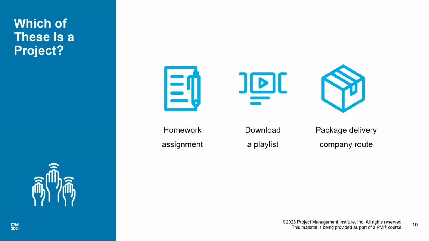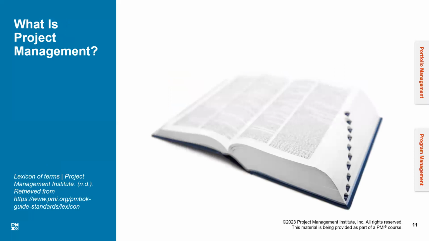Yes, homework assignment, well, it's part of a project, but not a full project. Because every project has a start and end date. So this one is like routine activity. There's a difference between a project and operation work, right? Operation work are repetitive activities that are ongoing to create product, service, or result. But a project is time bound, temporal. Package delivery company route, yeah, it has a clear objective at the end, unique product, service, or result.